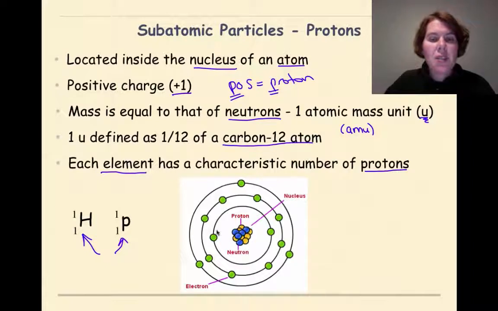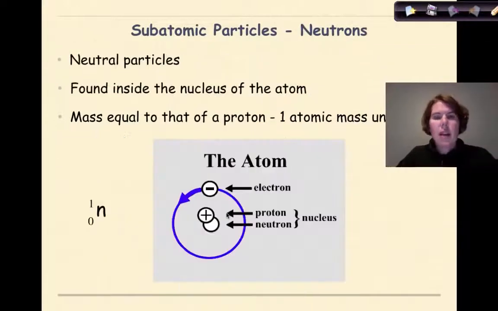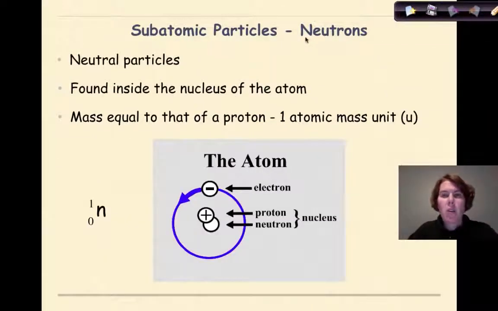So as we see in this model down here, the protons are represented by the yellow spheres, and they are inside the nucleus. Now let's talk about a neutron. And the first thing that you need to know about a neutron is they are neutral. In other words, having no charge.